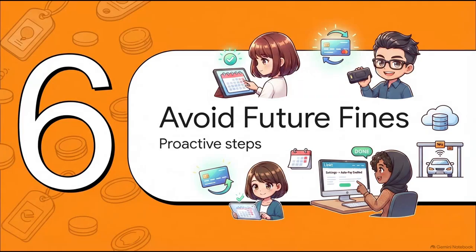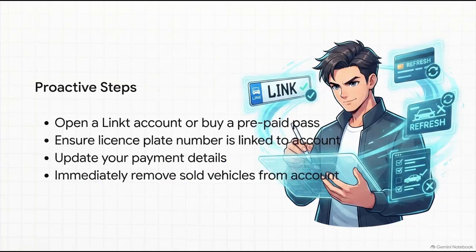All right, the final stretch. Section 6, Avoiding Future Toll Fines. Let's make sure you never have to deal with this administrative headache ever again. By taking just a few proactive steps, you can practically automate your travel and dodge these pesky notices entirely. Number 1, open a Linkt account or grab a prepaid pass before you even hit the road. Make absolutely sure your vehicle's license plate number is actively linked to that account. That stops those annoying no-tag fees in their tracks.